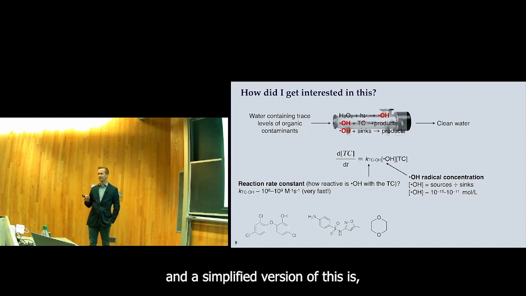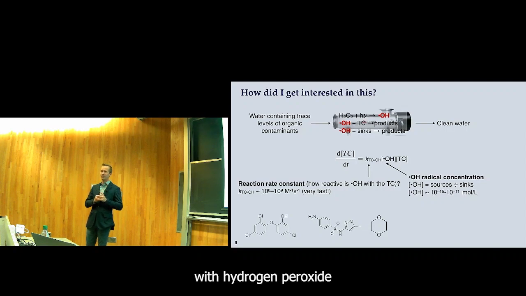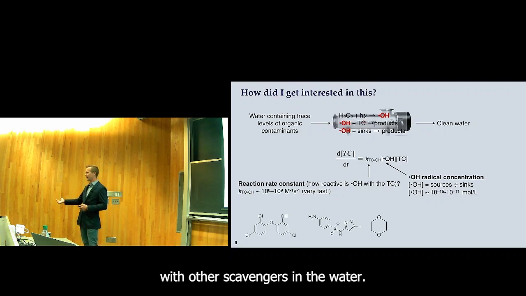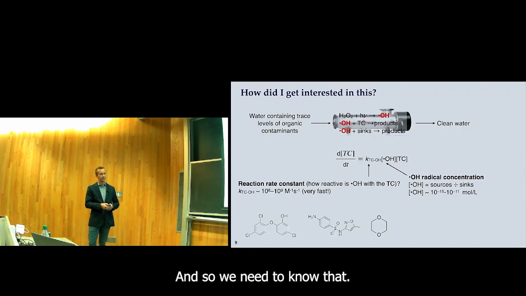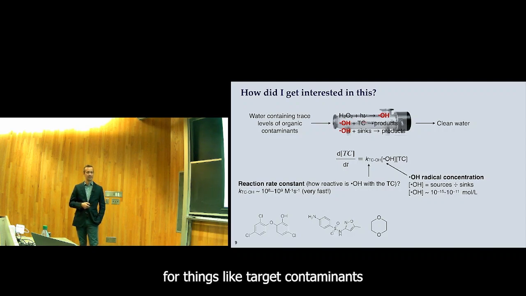A simplified version of this is, what is the rate of OH formation in the system as light interacts with hydrogen peroxide, divided by all of the sinks? Where does OH go? Some of it reacts with the target compound, some of it reacts with other scavengers in the water, and so we need to know that. Typically these values are pretty low. In his lab, we measured rate constants for things like target contaminants and also scavengers of hydroxyl radical.